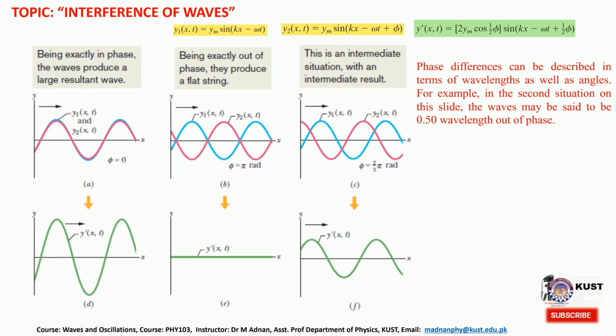So in terms of lambdas, we can describe the constructive and destructive interference. If one wave is behind the other wave, for example, in this case, there is 0 lambda difference between the two waves. If there is a difference of 1 lambda, still there will be constructive interference. But if the difference between the two waves is half lambda, then it will be destructive interference. Now, these descriptions are taken from your course book.